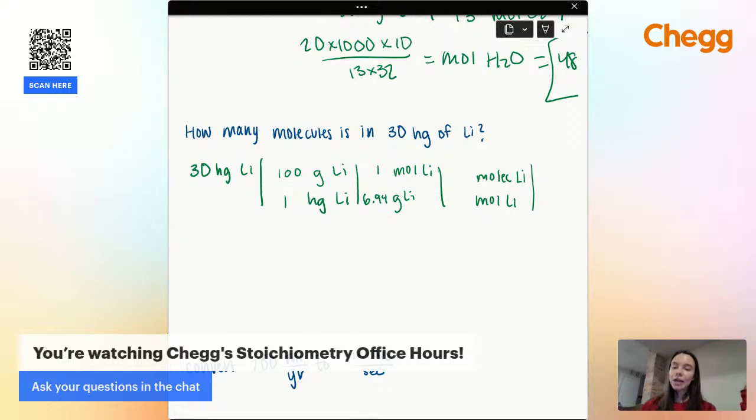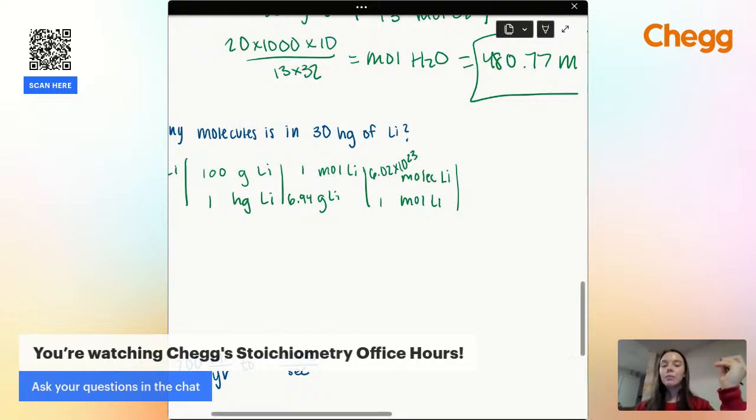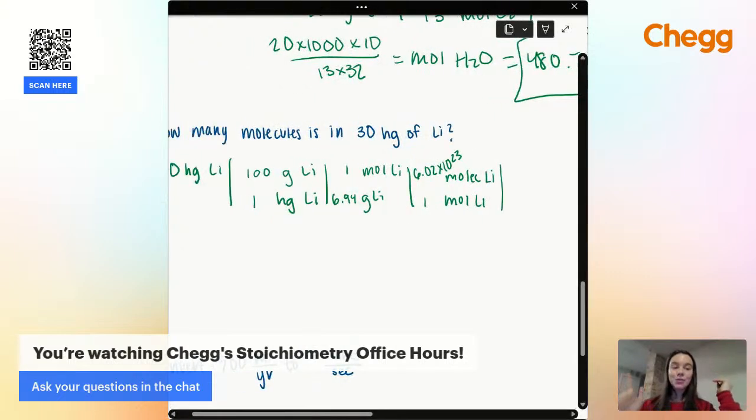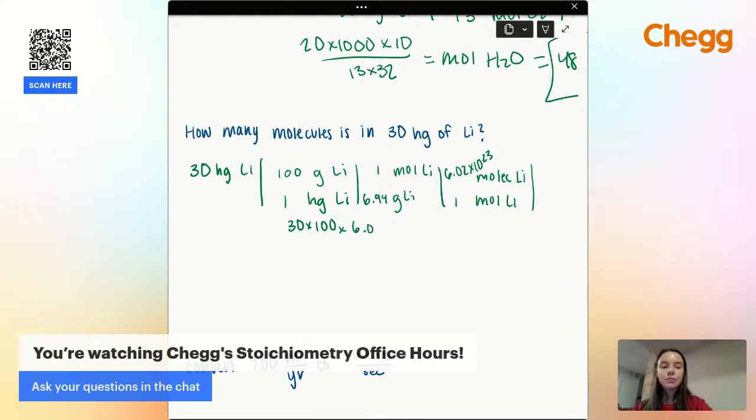And then last but not least, I need that value from moles of lithium to molecules of lithium. 1 mole, 6.02 times 10 to the 23rd molecules of lithium. Now it's time to put that all in my calculator. So I'm going to put 30 times 100 times 6.02 times 10 to the 23rd. And then I'm going to divide it by 6.94.